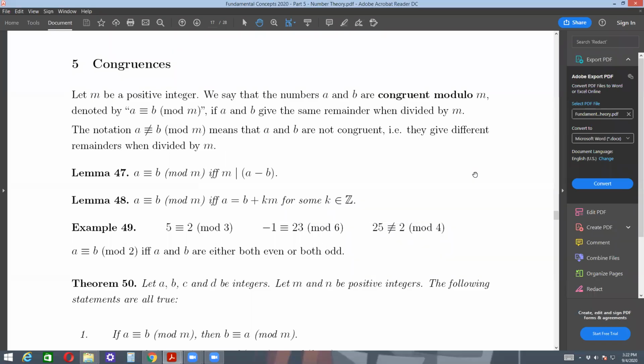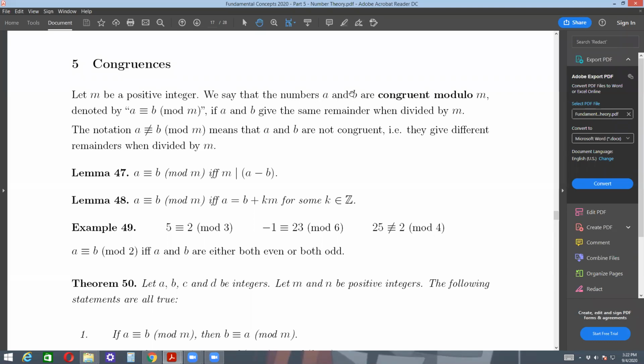Right, so the last section in number theory we look at is congruences. Now you need to have a very good understanding of divisibility in order to understand congruences. So hopefully everybody's on the same page. Right, so let M be a positive integer.